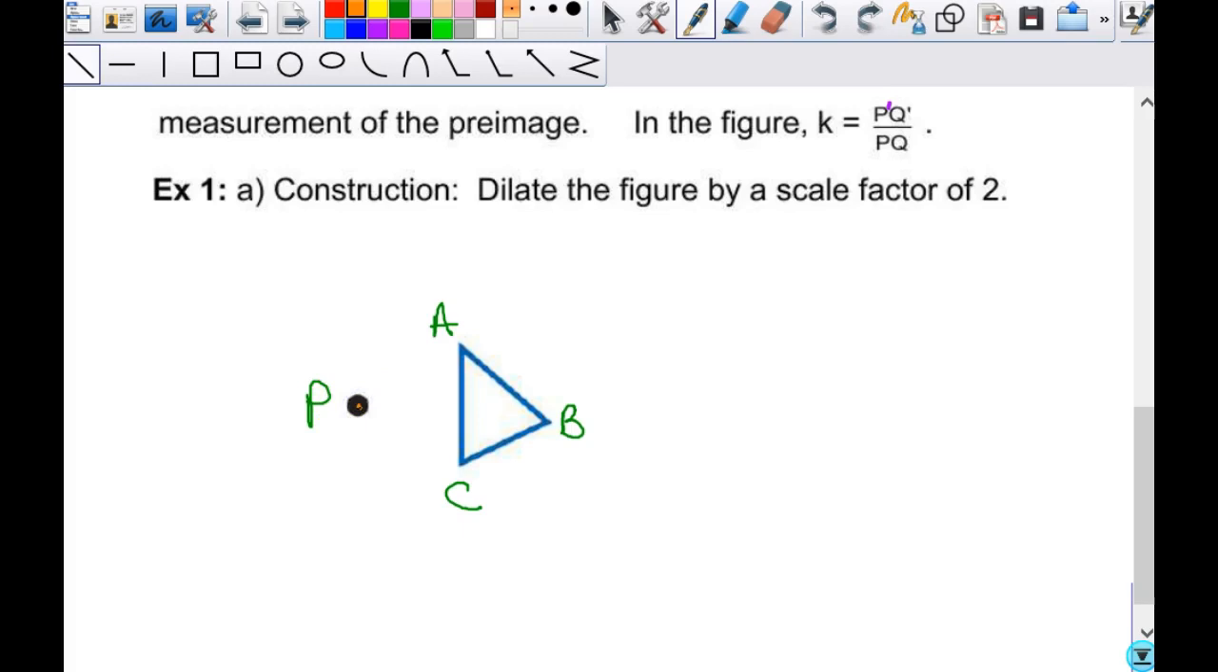So you're going to draw a ray, basically, from the center of the ginormous point I gave you through each vertex. So make sure you extend it through. Don't just connect them. I'm going to do that for each of the 3 points.